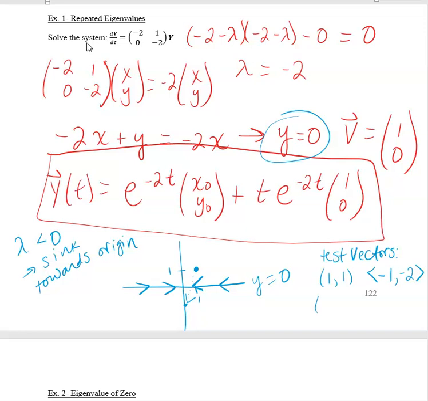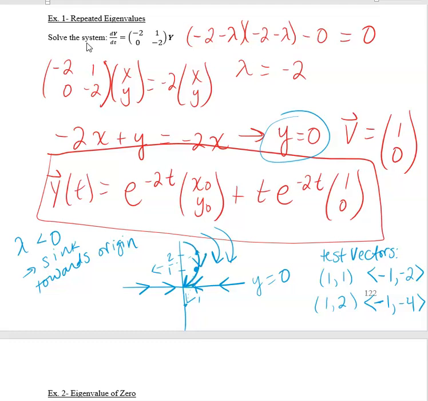Let's just try another test vector just for fun. Let's just choose 1, 2 and see what happens. That would give me a vector of -1, and then we would have -4 for the y value. So 1, 2 would be starting here. I would go down 4 and left 1, which would put me over here. So that would be in this direction. Same idea: everything's kind of moving in that direction, so it's moving in a clockwise direction.